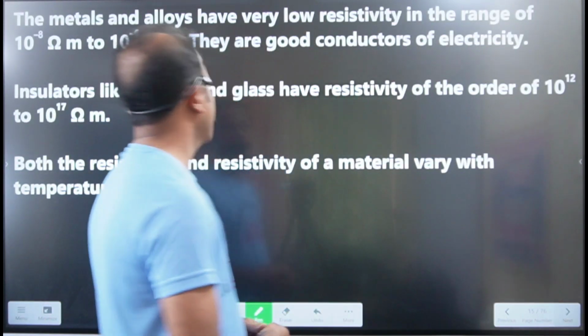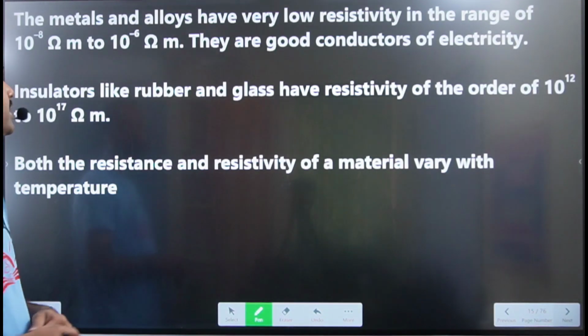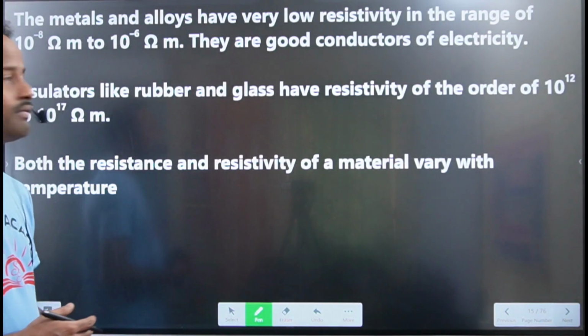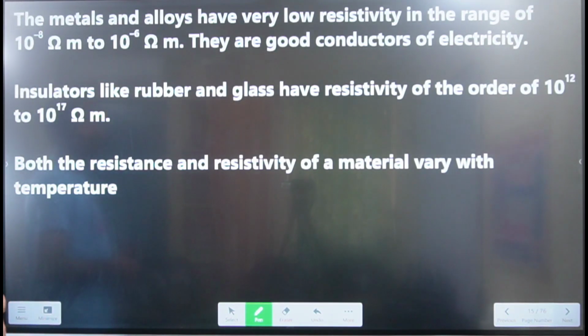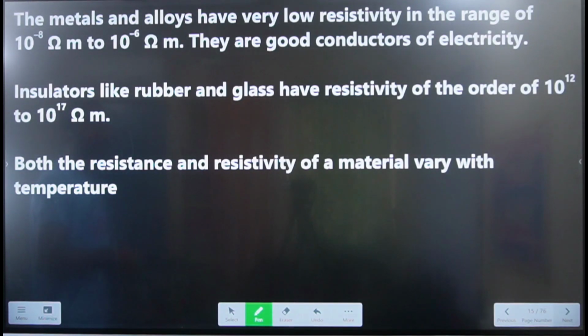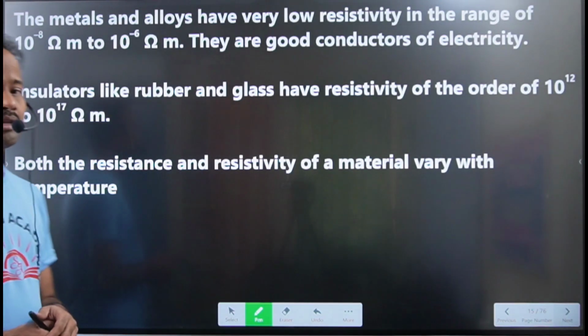Right. And here we have values for the resistivity for metals and for non-metals. For metals, the metals and alloys have very low resistivity in the range of 10 power minus 8 ohm meter, 10 power minus 6 ohm meter.